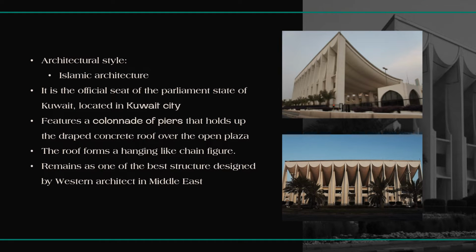Jorn Utzon claimed that the roof looked like that to represent the tent construction of the Arabian Bedouin people. He worked on the design for almost 3 years before deciding how it would look. They used precast concrete and created the roof on site, then moved it to position.